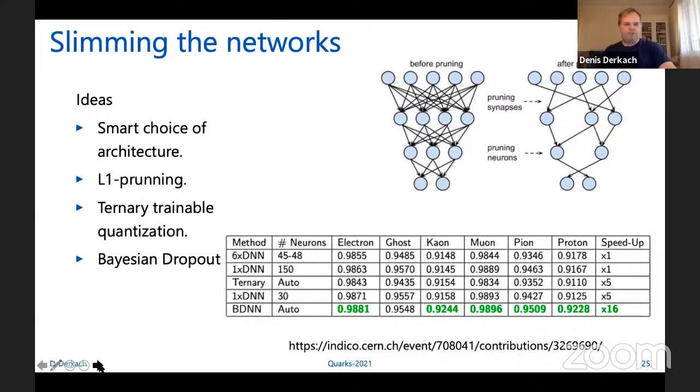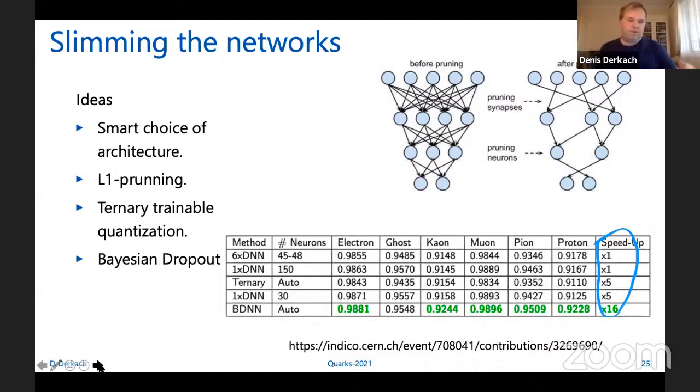And the things which are used currently in several analyses that I know in machine learning at the LHC are L1 pruning, which basically selects the most interesting neurons in terms of L1, then ternary trainable quantization, where you replace all the numbers in your model by three numbers, theta, zero, and minus theta, and so you can see a speed up due to this, and you can surely see that you will reduce the memory consumption, or Bayesian dropout. So this is an example. I just took a random example from the literature. Generally you would expect a speed up between 1 and 10 times in this way, with a small loss of efficiency if you overtrain the model.